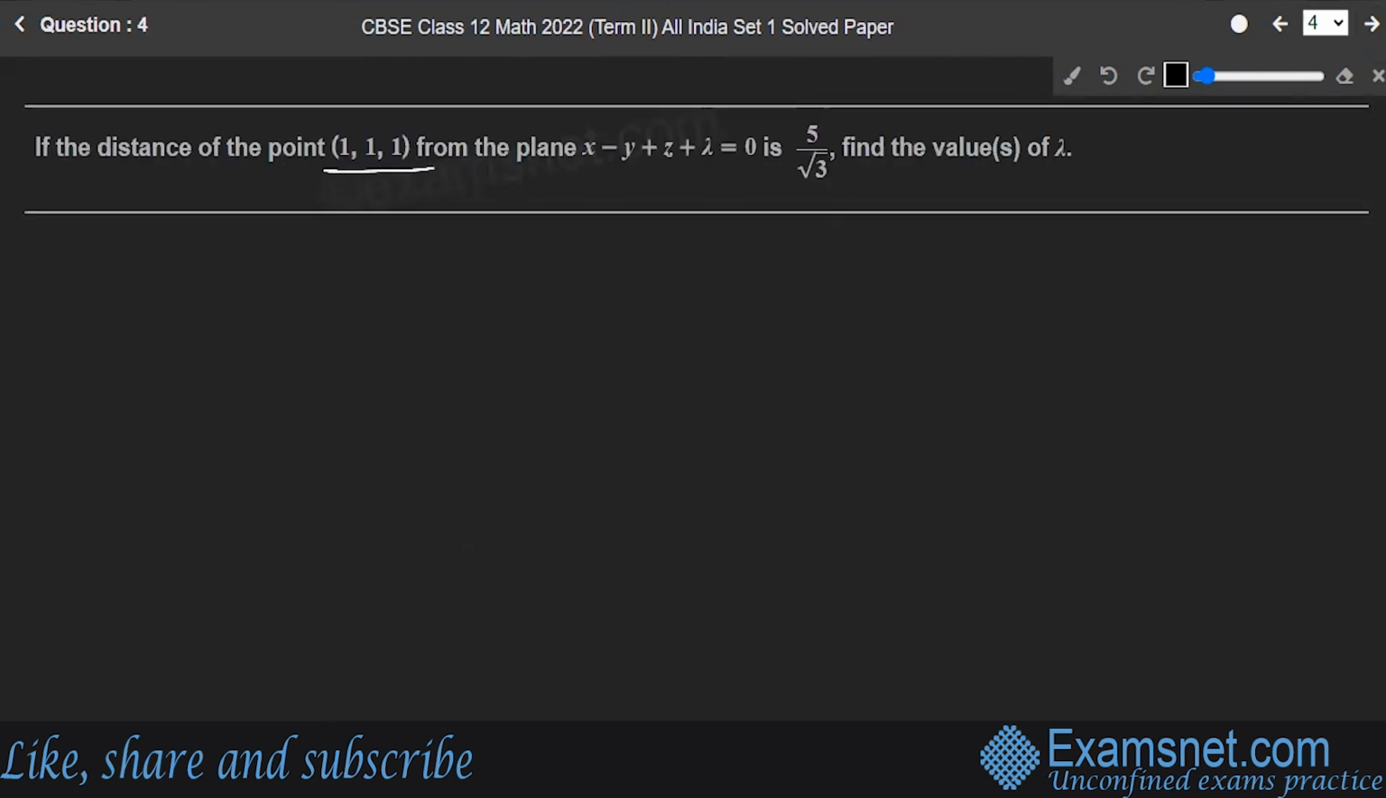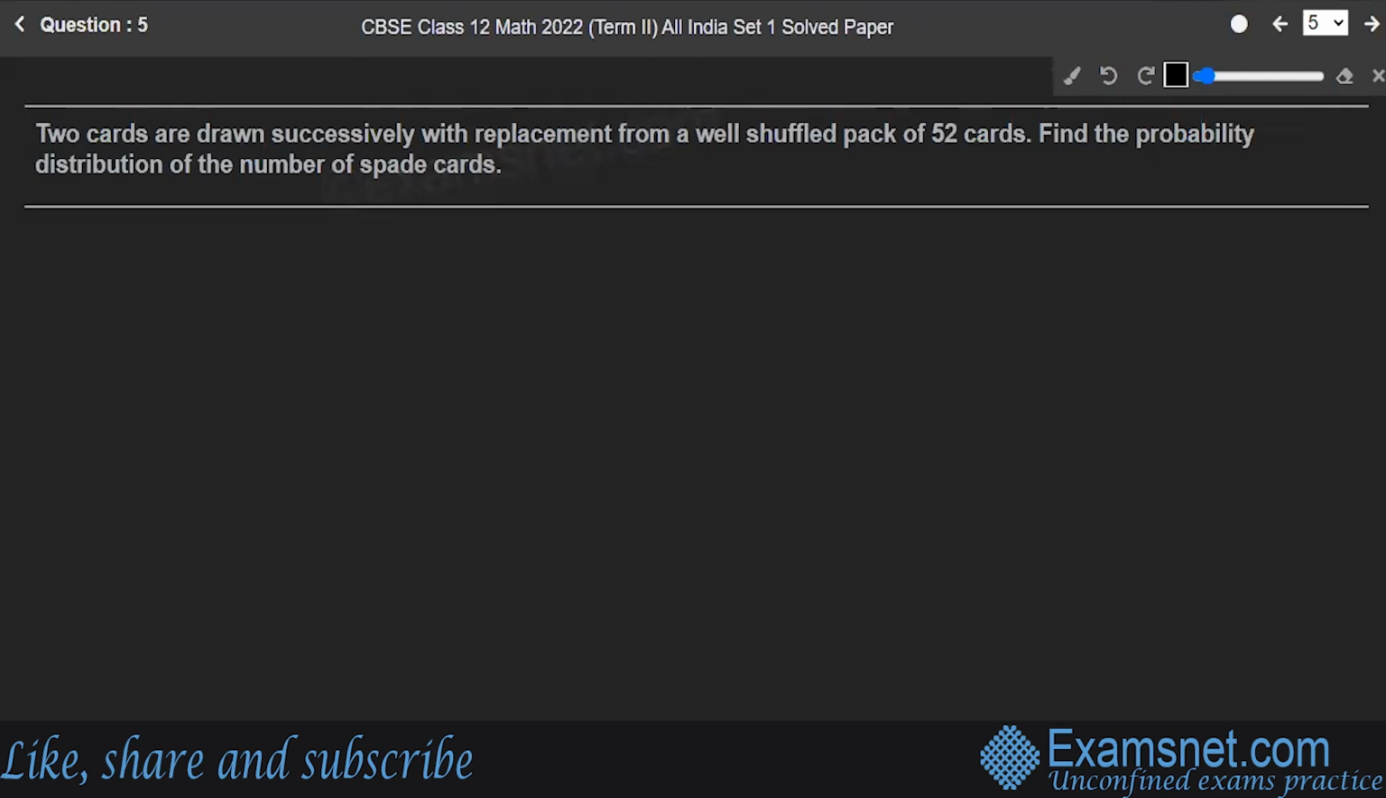If the distance of the point (1, 1, 1) from the plane is 5 upon root 3, you have to find the value of lambda. Question number 5. 2 cards are drawn successively with replacement from a well-shuffled pack of 52 cards. Find the probability distribution of the number of spade cards. Okay, so here the sample space: 2 cards are drawn successively with replacement from a well-shuffled pack of 52 cards. So you have to find the probability distribution.